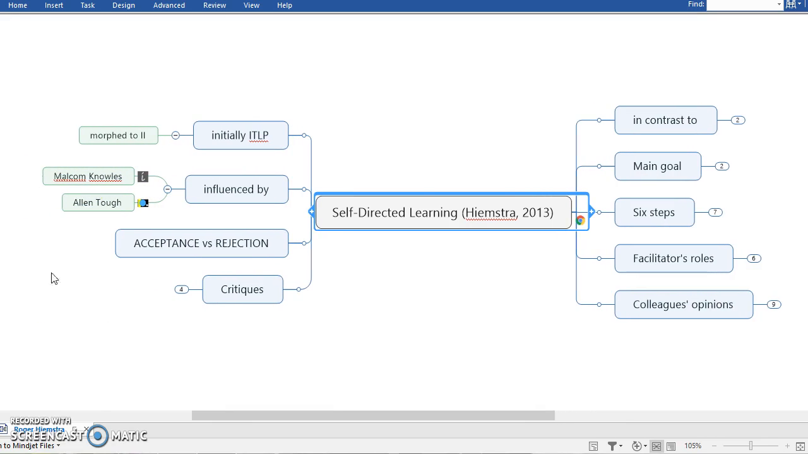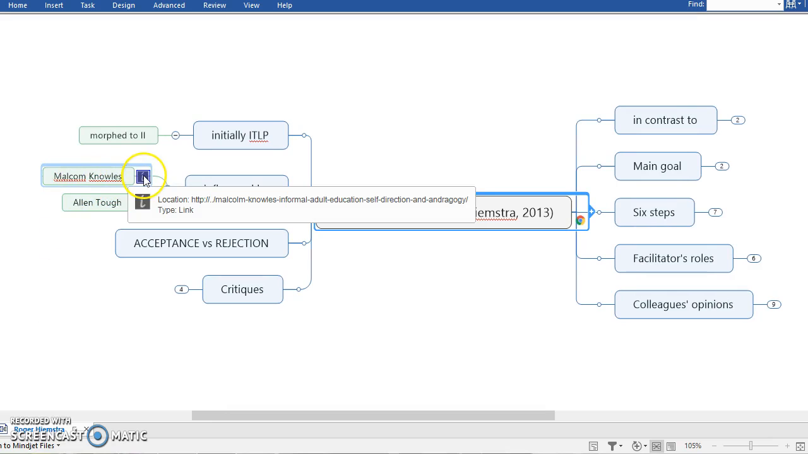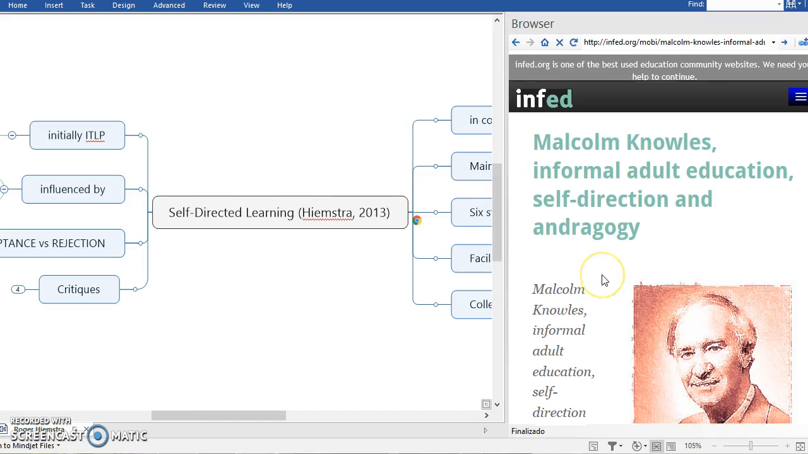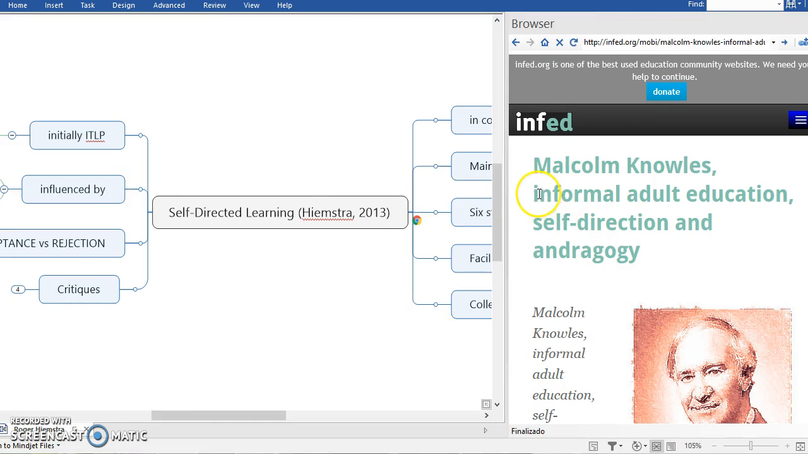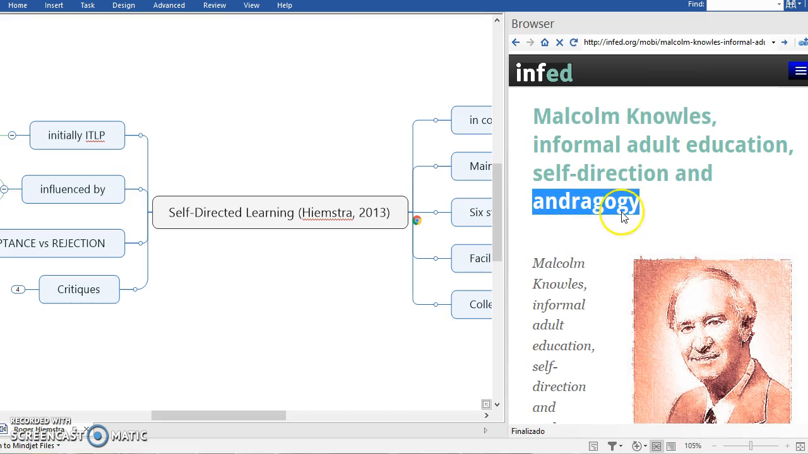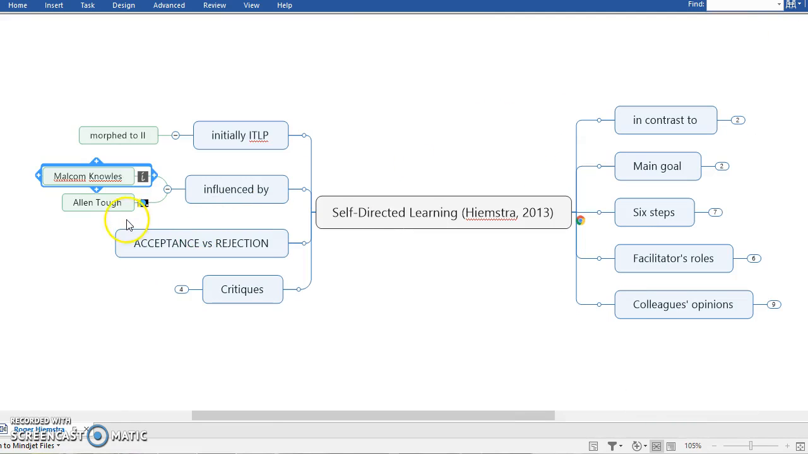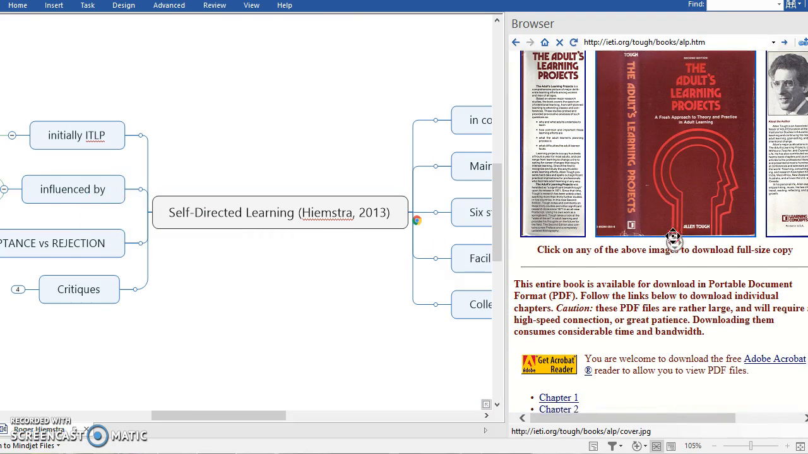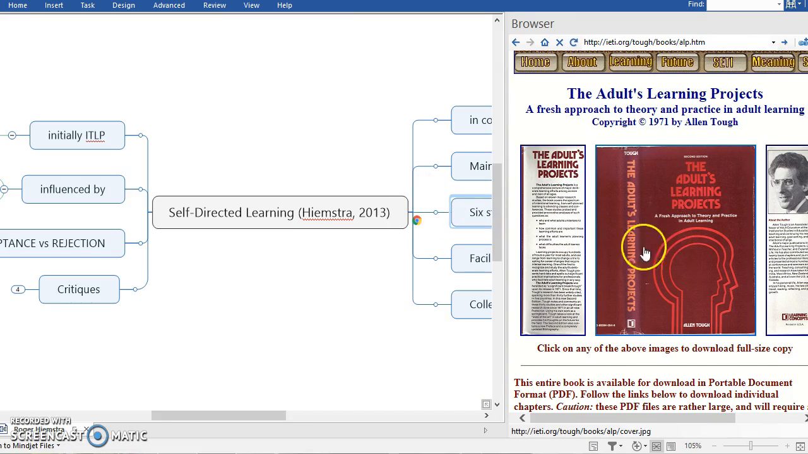This individualized instruction and self-directed learning was deeply influenced by two authors. One of them is Malcolm Knowles, who you are perhaps going to listen to later. He was very influential in terms of adult education in the United States and the concept of andragogy, which had a lot to do with self-directed learning. The other person was Allen Tough, who highly influenced Hiemstra with his adult learning projects.